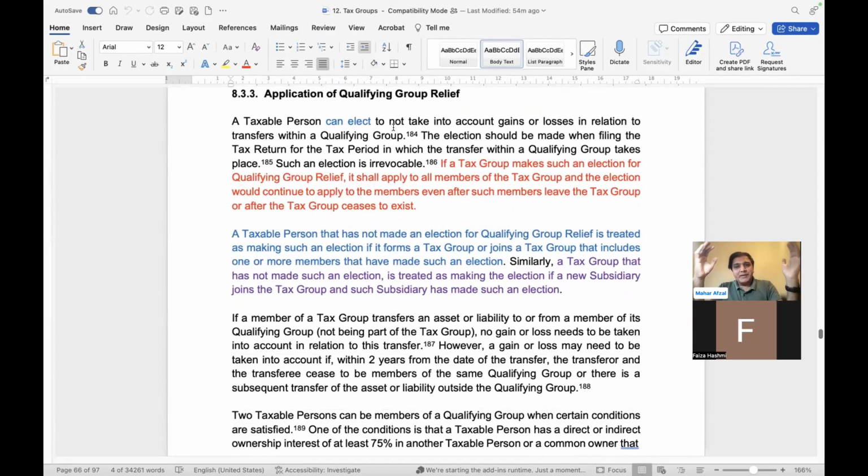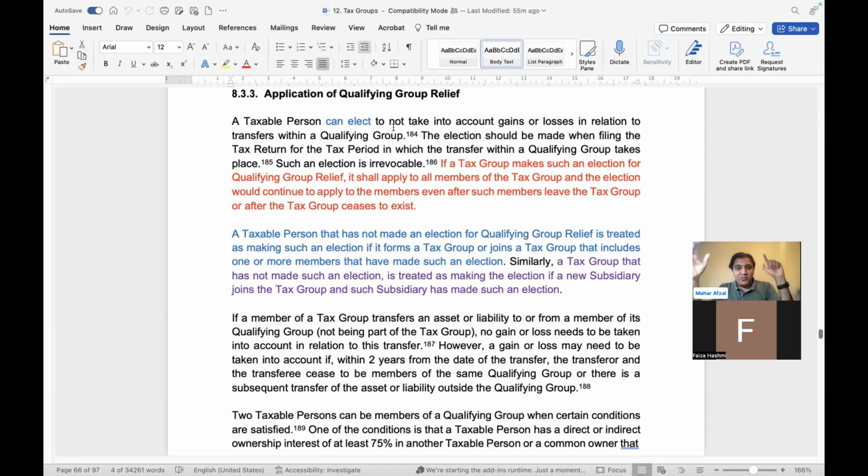Now the important thing is, if the tax group makes an election for the qualifying group relief, this will be applicable to every member of the tax group. Once it is applicable to every member of the tax group, even if the group ceases tomorrow, even if the members leave the group, this qualifying group relief benefits will still be available to the group as well as to the member.